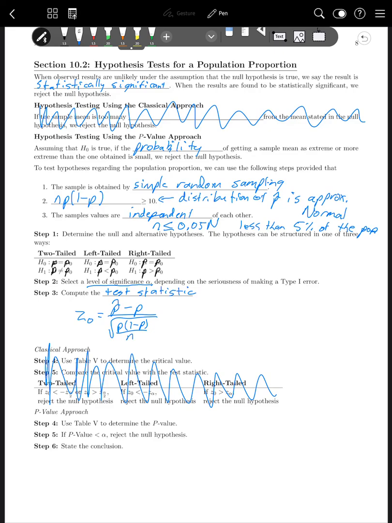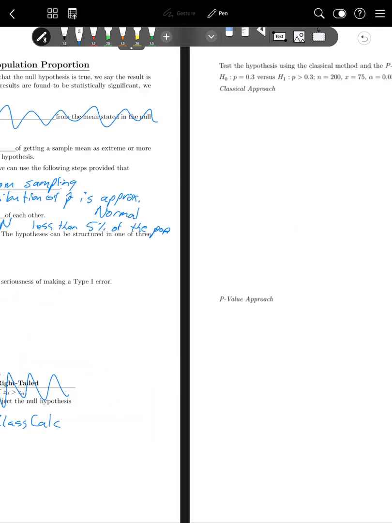And then you can use table 5 to determine the p-value. We're actually going to use ClassCalc to do this. And if the p-value is less than alpha, then we reject the null hypothesis. If it's not less than alpha, we do not reject the null hypothesis. And either way, we state the appropriate conclusion, just like we learned to do in section 10.1.